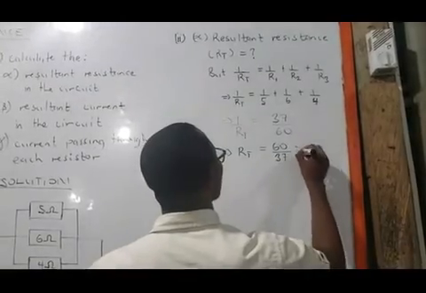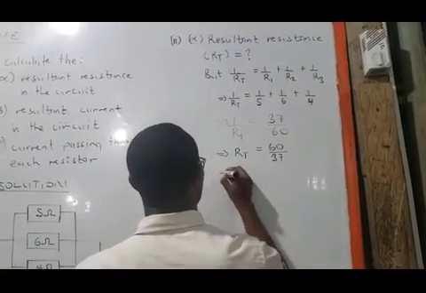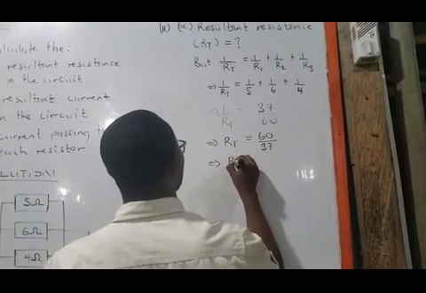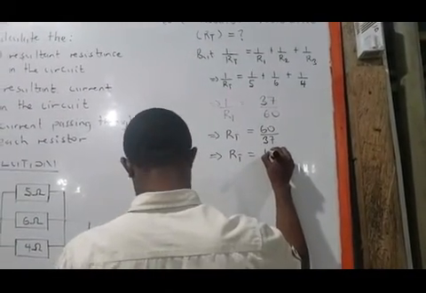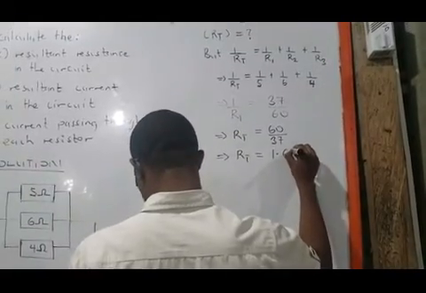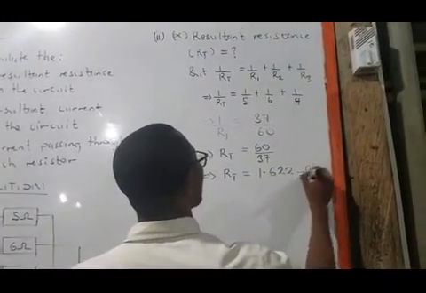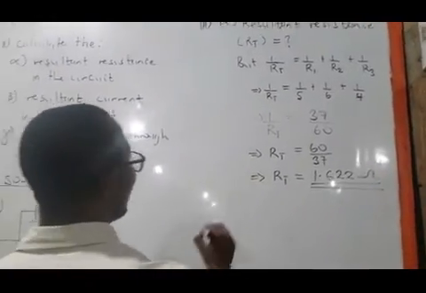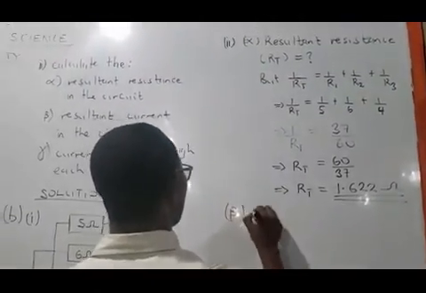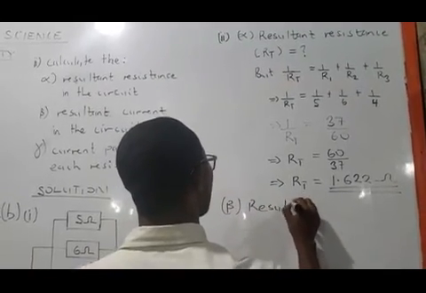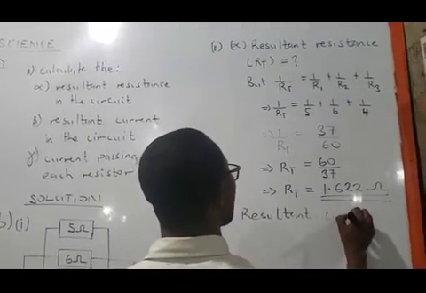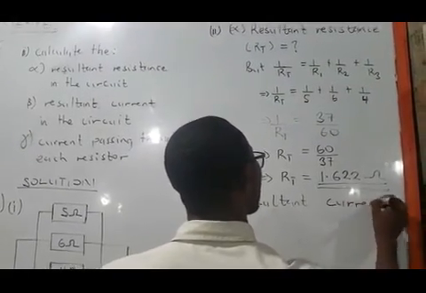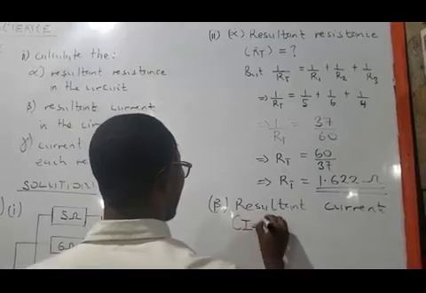And that is equal to 1 point... So RT equals 1.622 ohms to 3 decimal places. So that's the total resistance. And then part beta is asking for the resultant or the total current, IT.